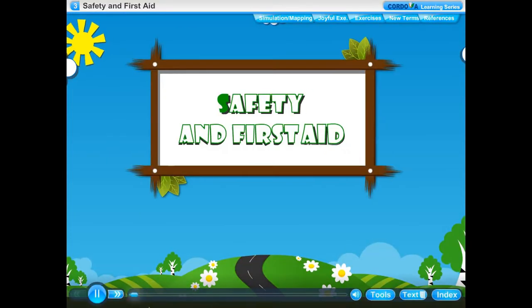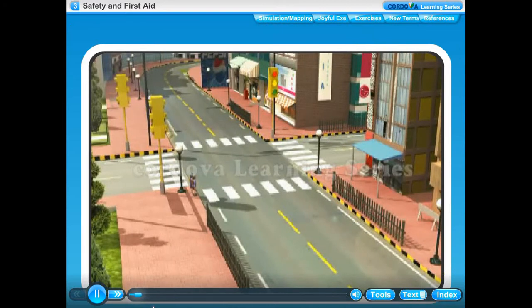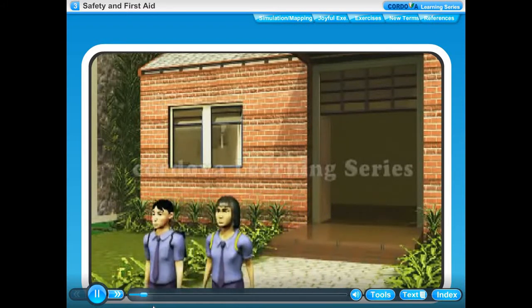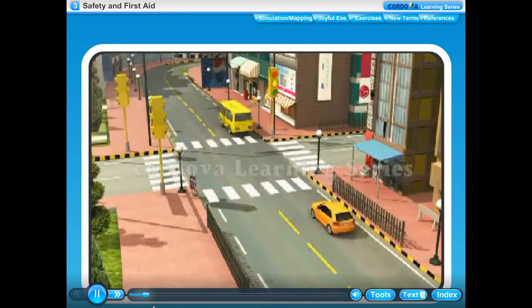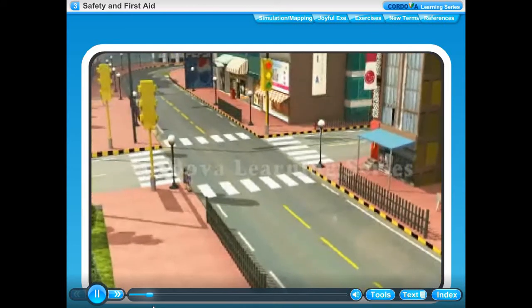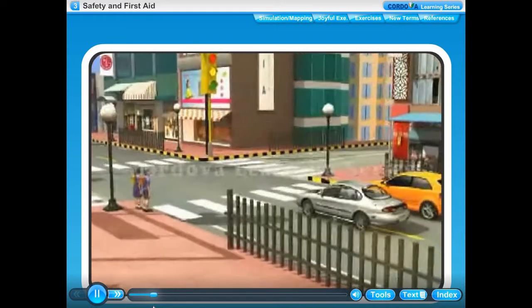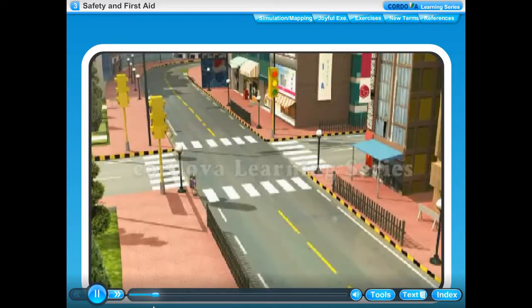Chapter 3. Safety and First Aid. Accidents may happen anytime, anywhere without giving us any warning. Children often get hurt at home, in school, playground or on the road. Most of the accidents occur due to our carelessness. In Class 3, we have learned some safety rules that we must follow all the time.